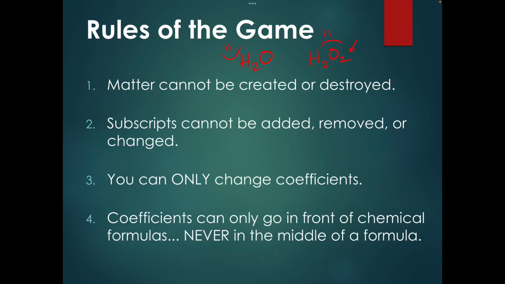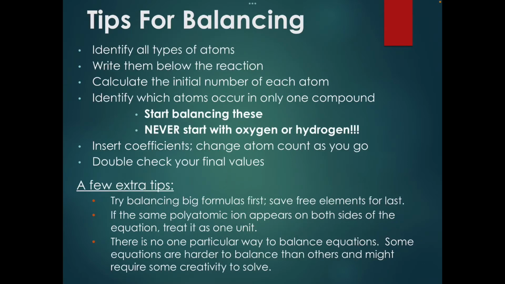And then another thing that I sometimes see people do is coefficients can only go in the front of chemical formulas. They can never go in the middle. So like if I wanted to have 2 water molecules, I would put the 2 here. You can't like do this. I've seen people do that sometimes. You can't do that. Okay? You can only put numbers in the front.